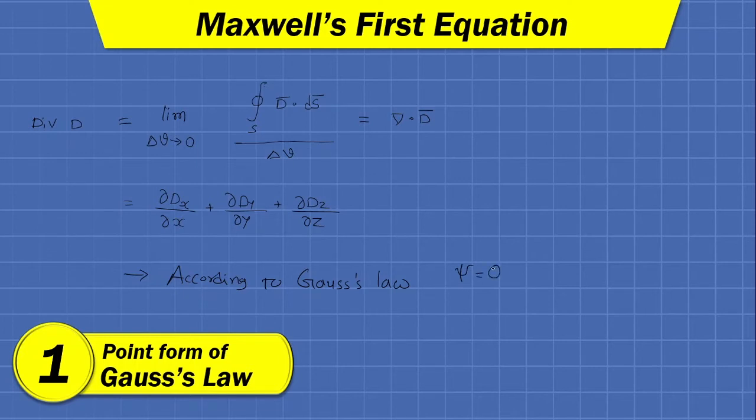Now according to Gauss's law, the flux is nothing but Q enclosed. So we can write Q is equal to the closed integration of D bar dot dS bar, and if we divide both sides by delta V, then we will have this relationship, and this relationship will be the base of the derivation of Maxwell's first equation.